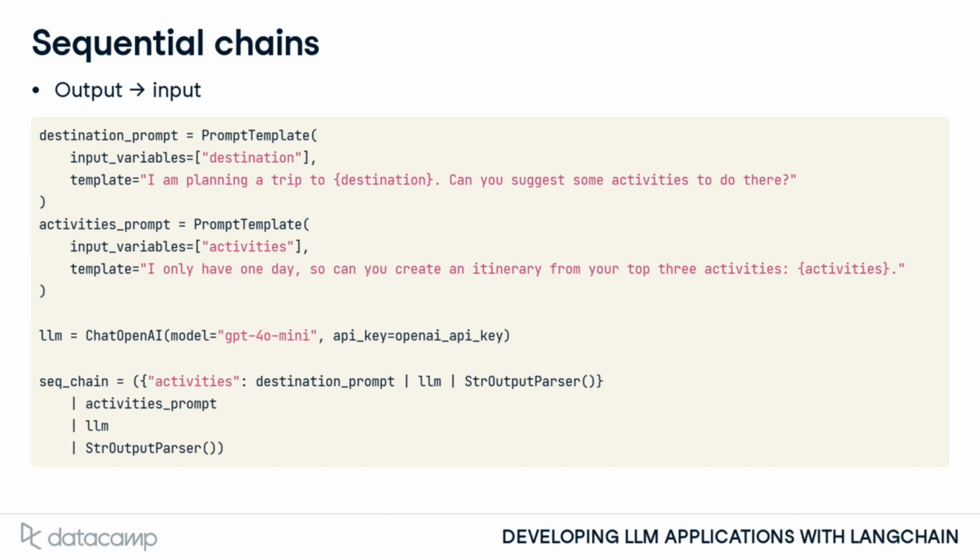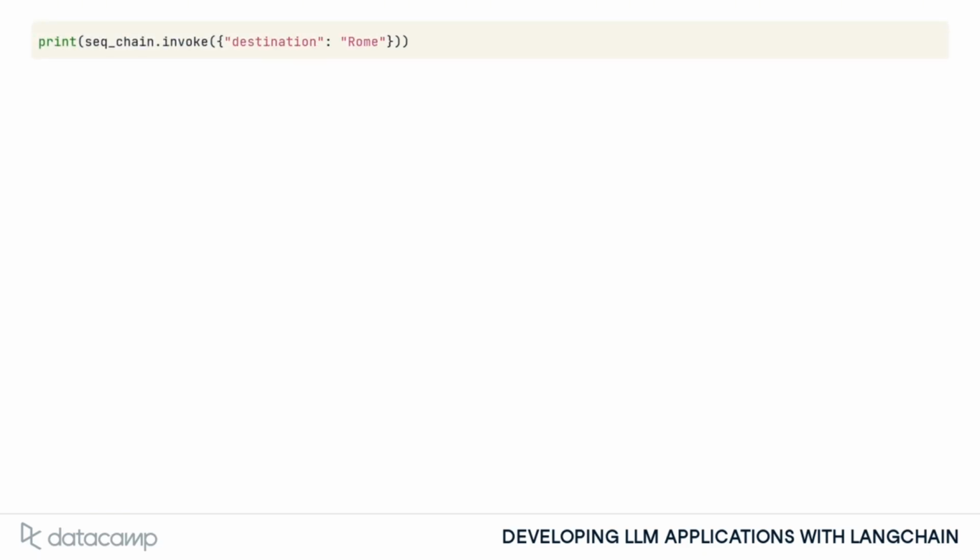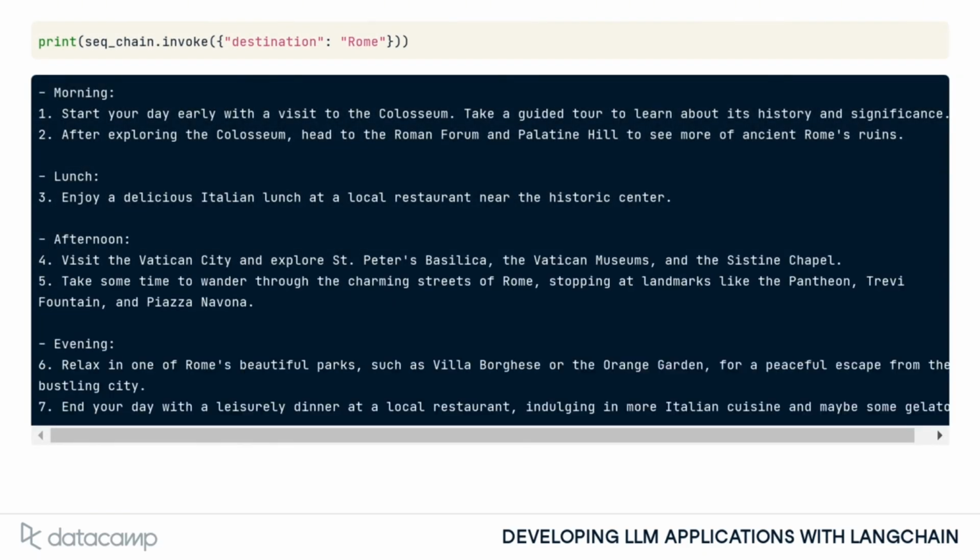To summarize, the destination prompt is passed to the LLM to generate the activity suggestions, and the output is parsed to a string and assigned to activities. This is passed to the second activities prompt, which is passed to the LLM to generate the itinerary, which is parsed as a string. Let's invoke the chain, passing Rome as our input destination.